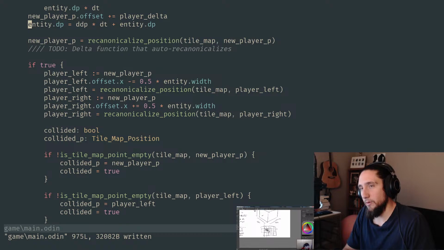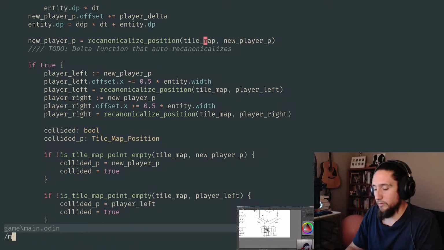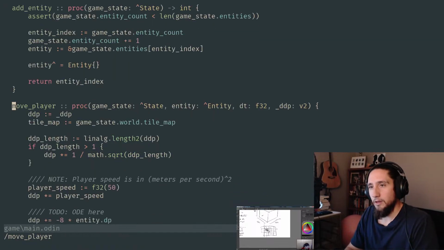Like yesterday, we moved a bunch of code around, right, in this move player proc.